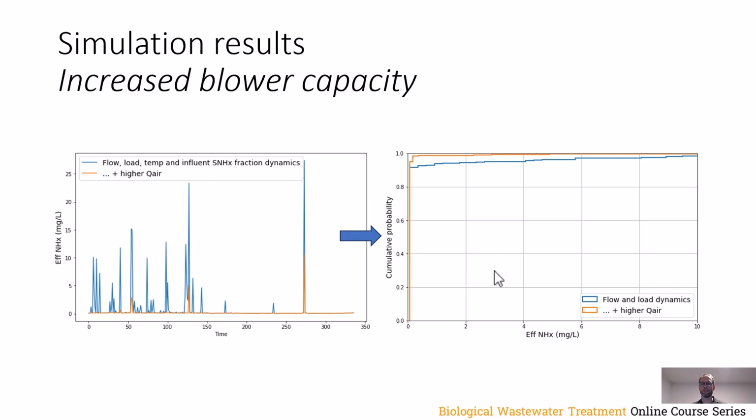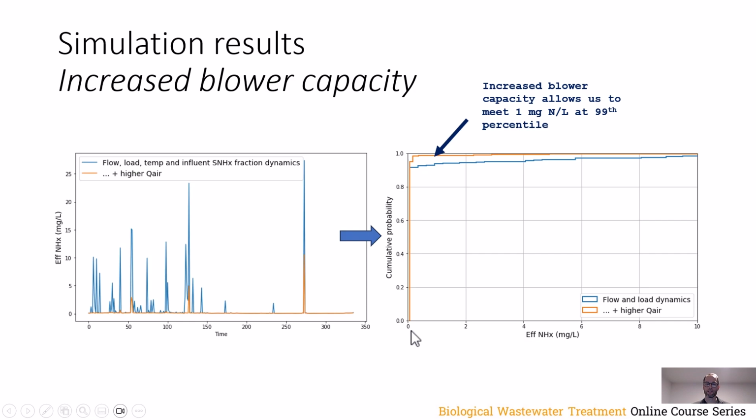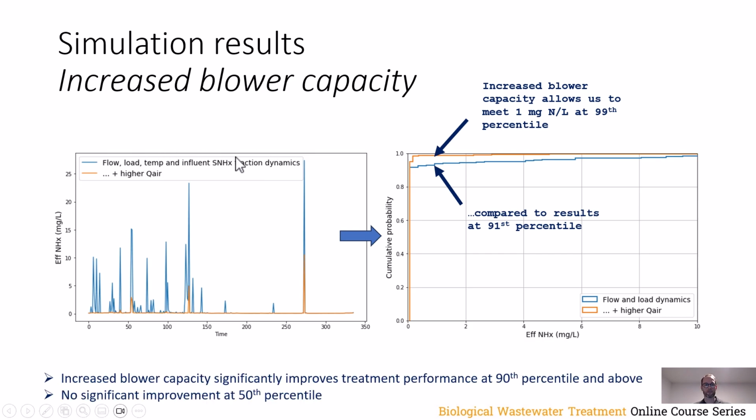For example, we can see that if you increase the blower capacity, then the orange line, we're able to meet 1 milligram per liter here on the x-axis at about the 99th percentile, which is significantly better on a statistical basis when you compare with the frequency at which we're able to meet 1 milligram per liter in the baseline scenario, that is to say the blue line. So a significant improvement. So overall then we conclude that if you increase the blower capacity, you can significantly improve treatment performance at the 90th percentile, so the y-axis of around 90 and above.